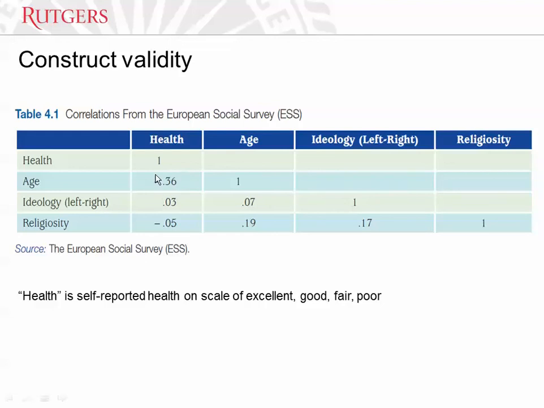And here, as we might expect if it's a valid measure of health, there's a good, strong negative relationship, which means that the older people in the survey report less subjective self-reported health. The younger people in the survey report higher levels of health on this 4-point scale. And this is a correlation coefficient. It basically represents the strength of the relationship. And this is a moderately strong negative relationship. So it does indicate that this self-reported health measure is behaving like a valid measure of health should behave. It should be negatively related to age.